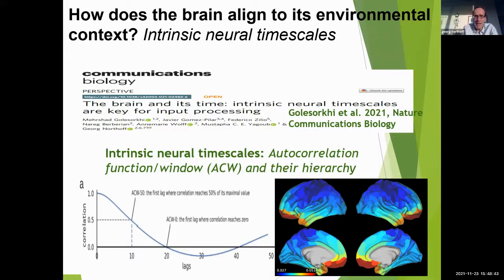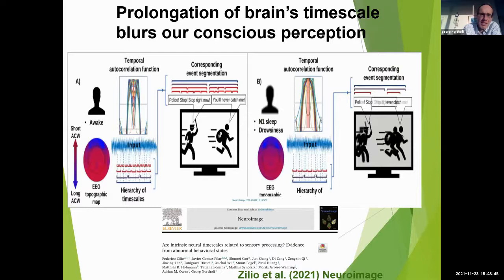This is based on real data on the autocorrelation function, and it is also schematically depicted how they might perceive. This is again by Federico Silio, and you see he has very nice figures. Because he does such nice figures, he has a reputation in my group of not being Federico Silio, but Federico da Vinci.